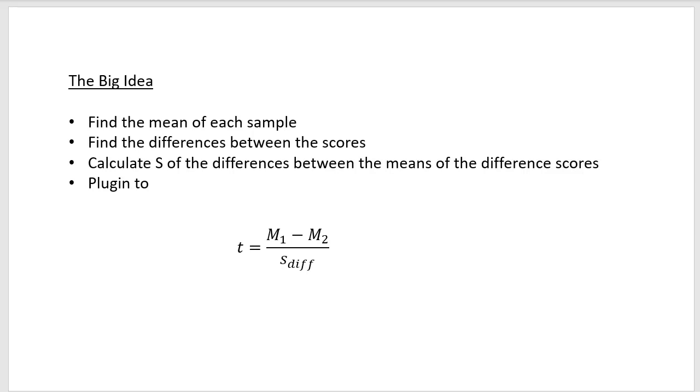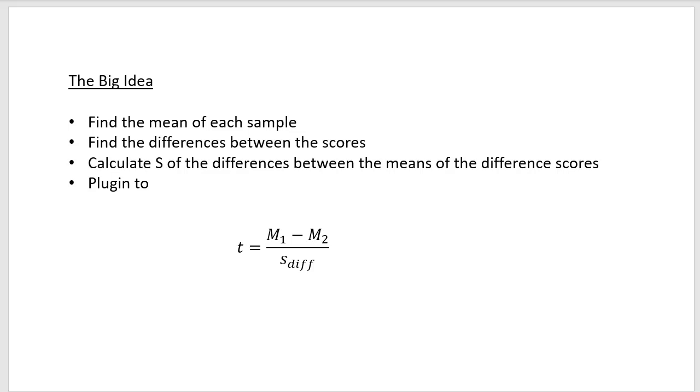Here's the big idea. You find the mean of each sample, which makes sense. If we have two different groups, we can find the mean of each of those two groups, no problem. We need to find the differences between the scores. So what is the difference between group number 1's mean and group number 2's mean? Okay, that tells us how far apart the two groups are.